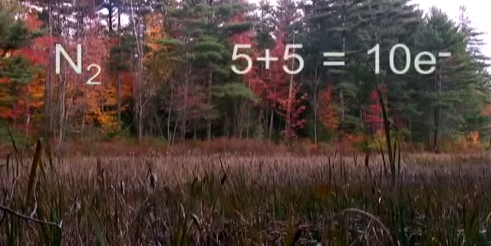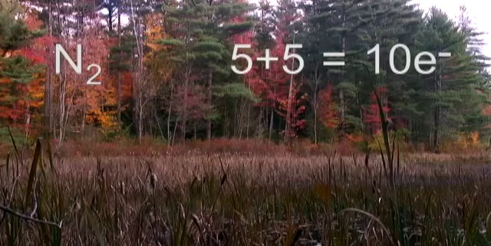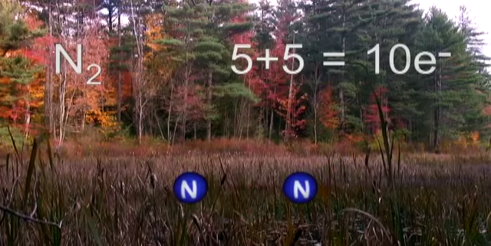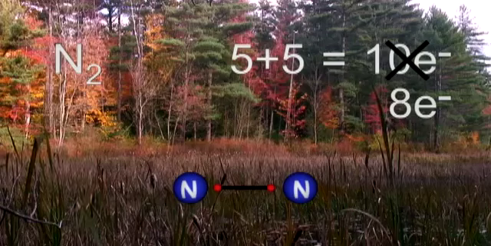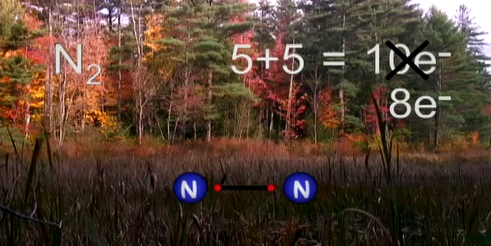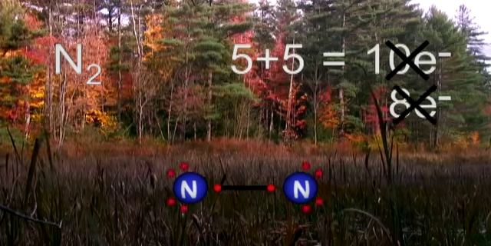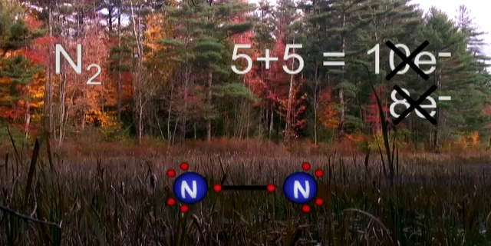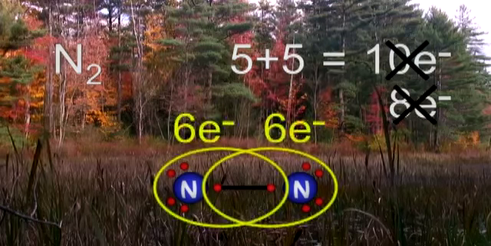For N2, there are a total of 10 valence electrons, 5 for each nitrogen atom. Bonding the 2 nitrogen atoms requires 2 electrons, and we have 8 remaining. Let's try putting 4 electrons around each nitrogen atom. Does each nitrogen atom have 8 electrons for full valency? No, each nitrogen has only 6 electrons.